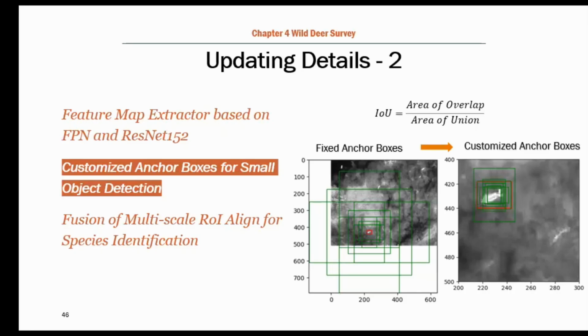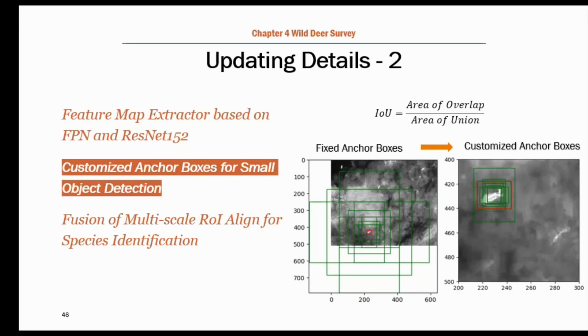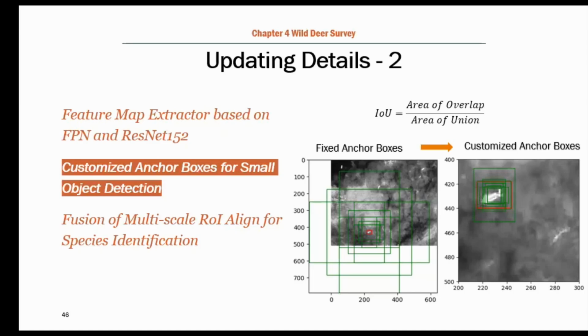To address this problem, I construct a cluster model based on the IoU value. This model can generate the customized anchor boxes as shown in this image. Customized anchor boxes can make sure that at least one of the anchor boxes will have a higher IoU value. In this way, we can improve the detection accuracy of small objects.